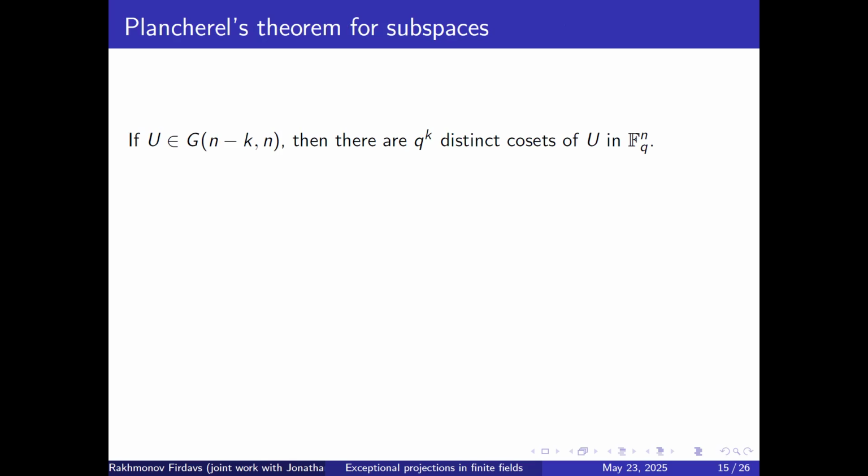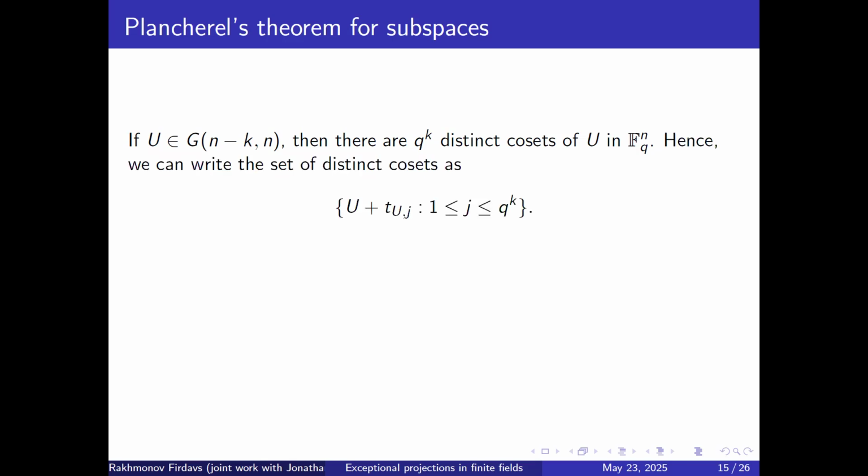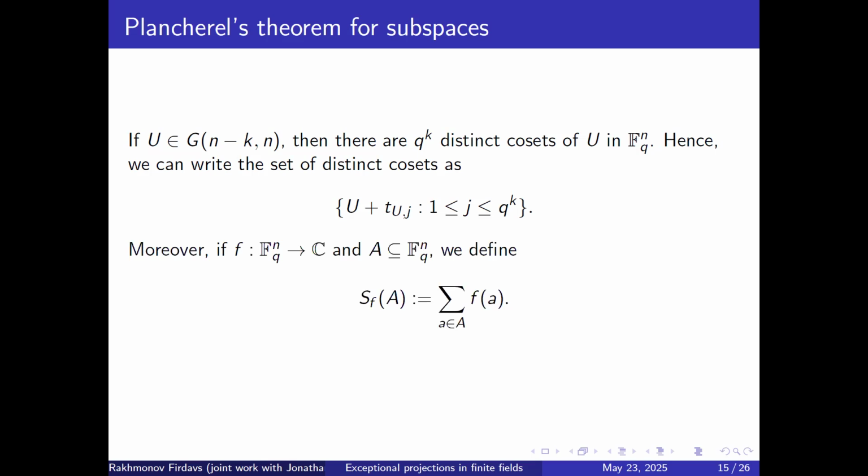But before I formulate the theorem, I have to give some preliminaries, which are pretty easy. If U is an element of the Grassmannian of (n-k)-dimensional subspaces, which means that the dimension of U is n minus k, then it's easy to show that the number of cosets of U in F_q^n is exactly q to the k. We can write these cosets in this way, as this collection. And the second notation is this.